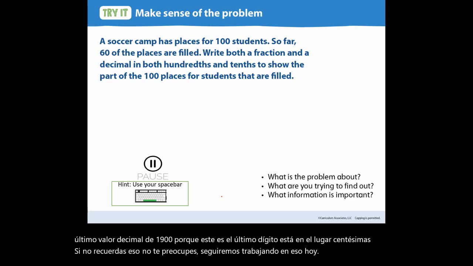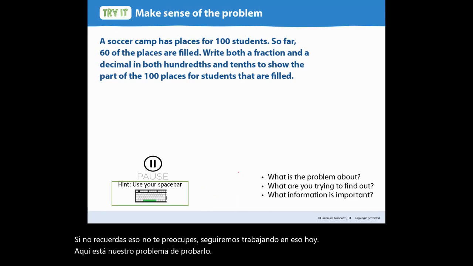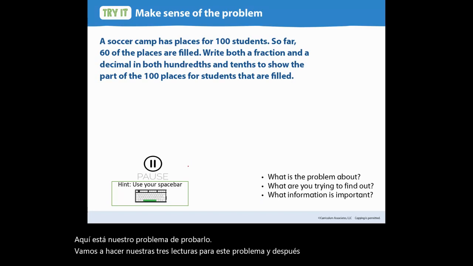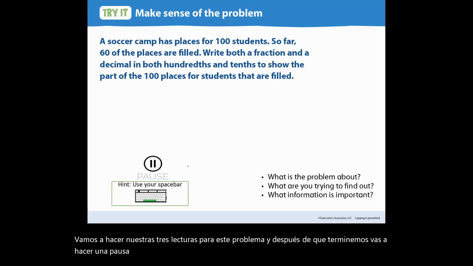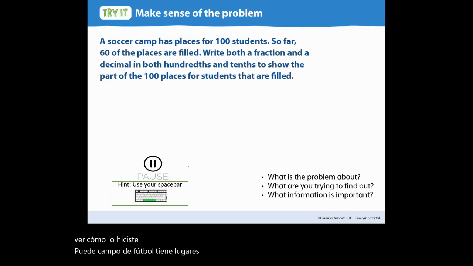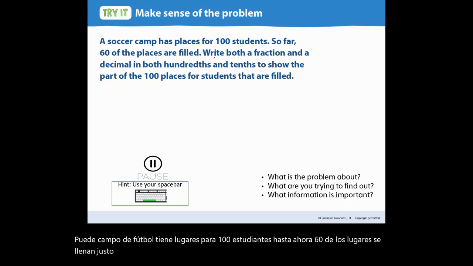Here is our try it problem. We're going to do our 3 reads for this problem, and after we finish, you are going to pause and we will get back together after you do some work to see how you did. A soccer camp has places for 100 students. So far, 60 of the places are filled. Write both a fraction and a decimal in both hundredths and tenths to show the part of the 100 places for students that are filled.